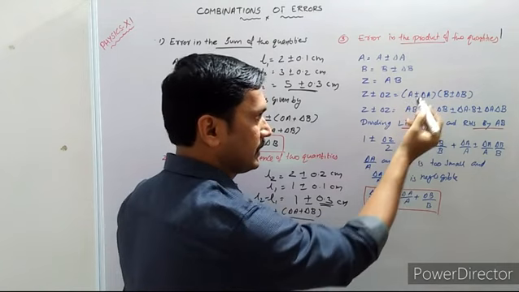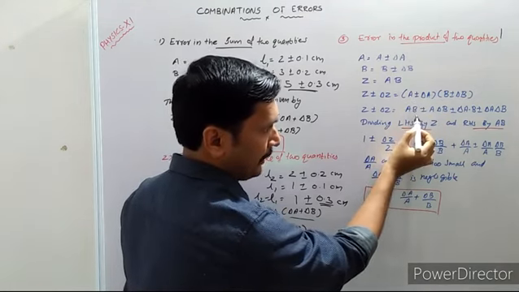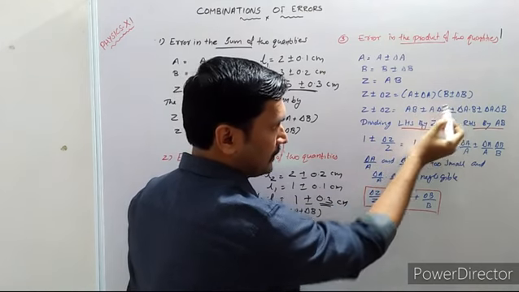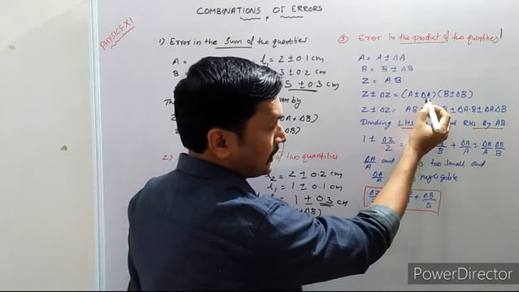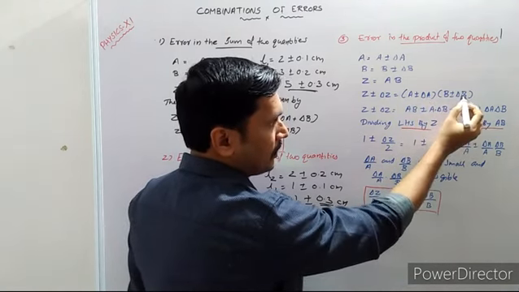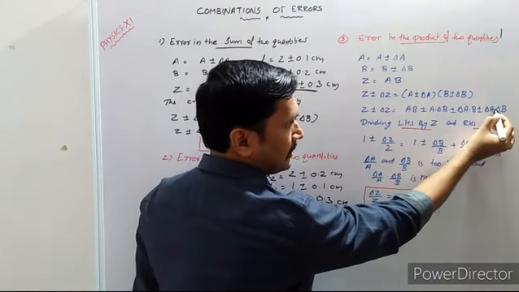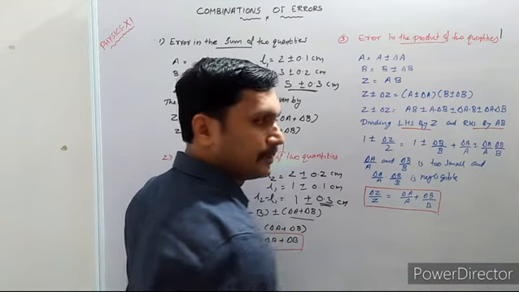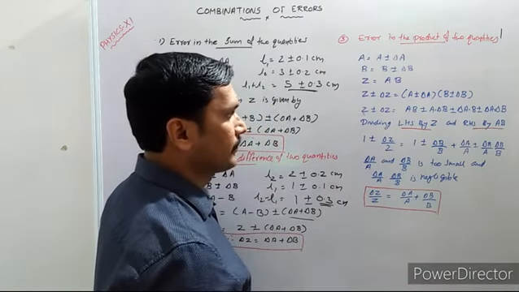Just remove the bracket by multiplication. A into B, so we are writing A into B. Then A into delta B. Now the second term, delta A into B. And the final term, delta A into delta B. The left side is Z plus or minus delta Z itself.